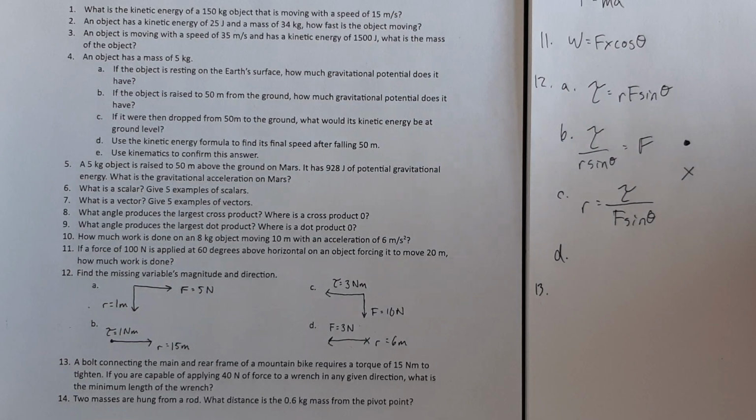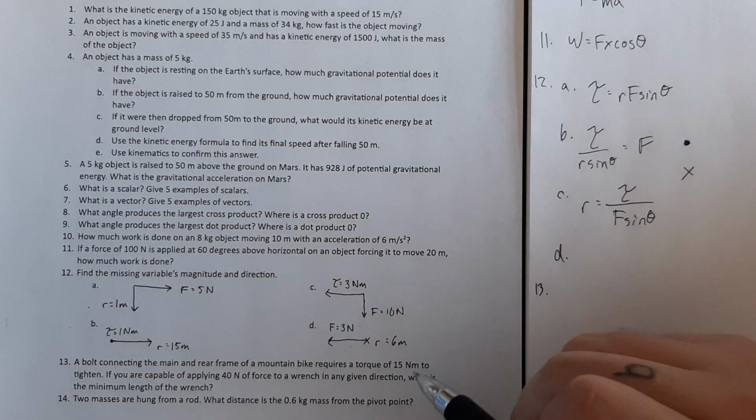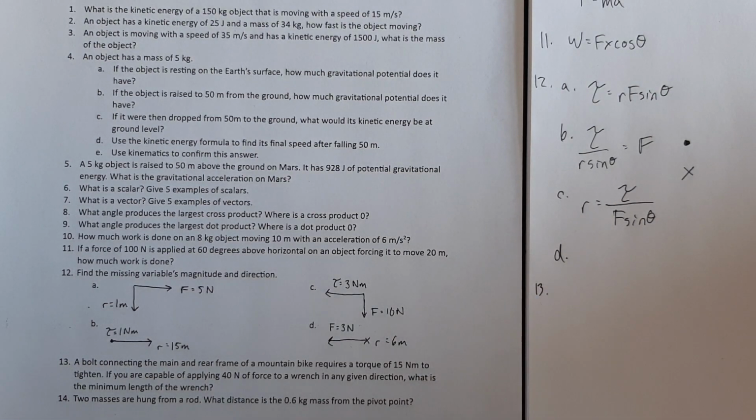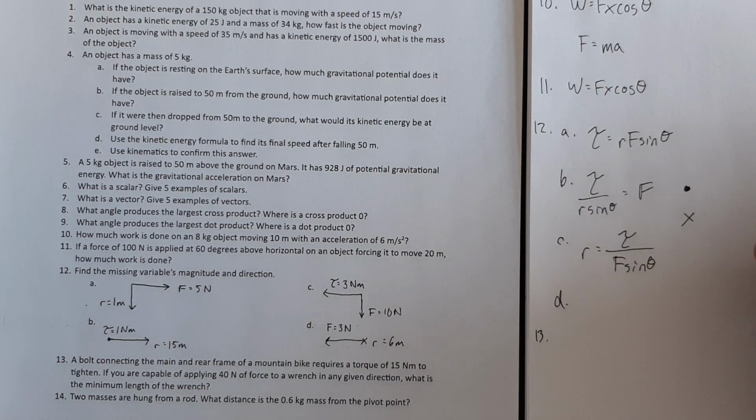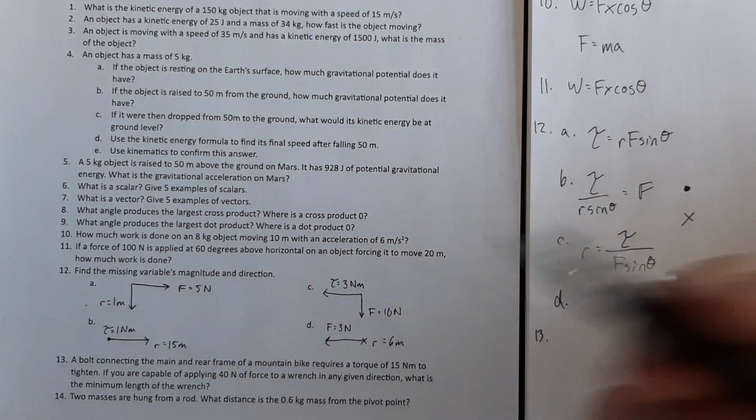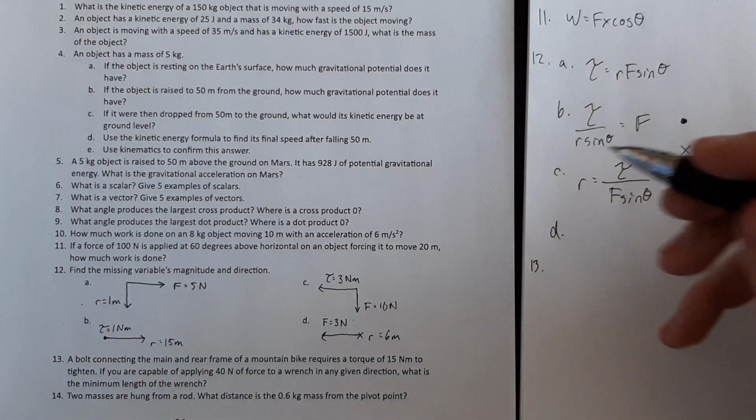All right, so we're looking for R here, and it's asking for the minimum length of the wrench. Basically what that's saying is we're applying this force in the optimal direction. What that means is that theta is 90 degrees. So we've got a torque, you've got a force, and you're looking for the minimum radius. So you're going to be using this, right? It gave you torque, it gave you force, sine of 90. So it'll just be 15 divided by 40. That'll get you your answer.